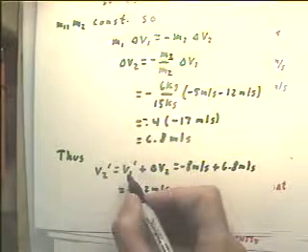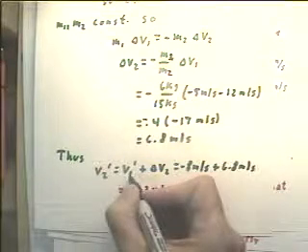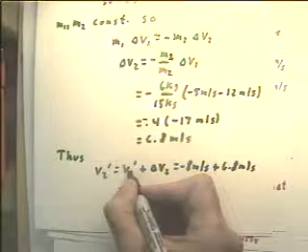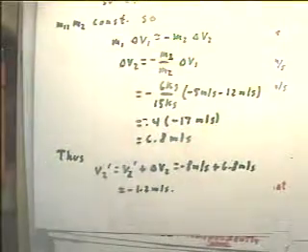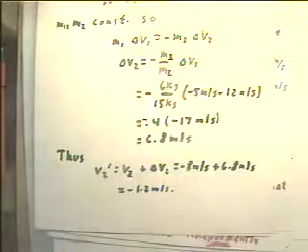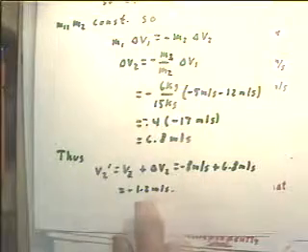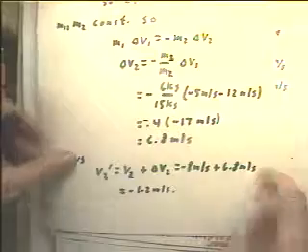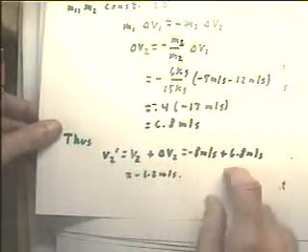And we then conclude that v2 prime is v2 plus delta v2. That gives us again our negative 1.2 meters per second, using the negative 8 meters per second of the second object and its change, 6.8 meters per second. Okay?